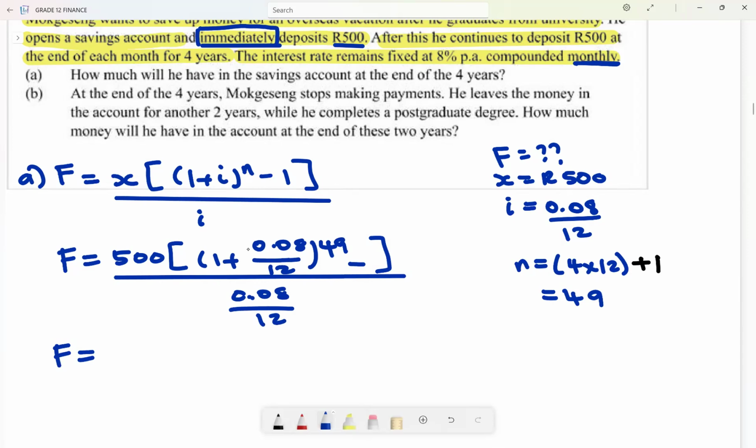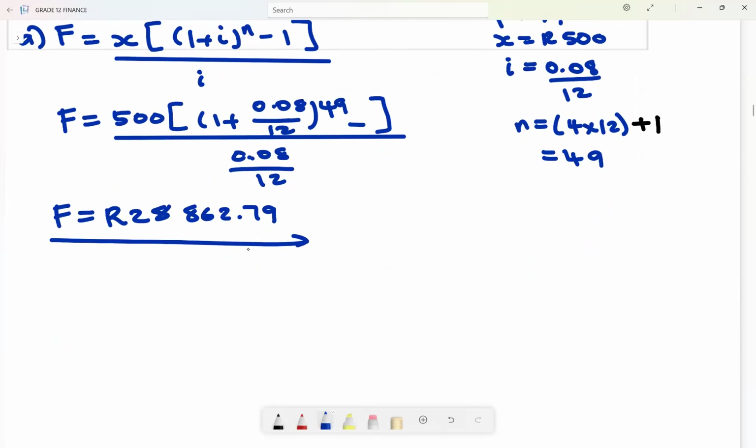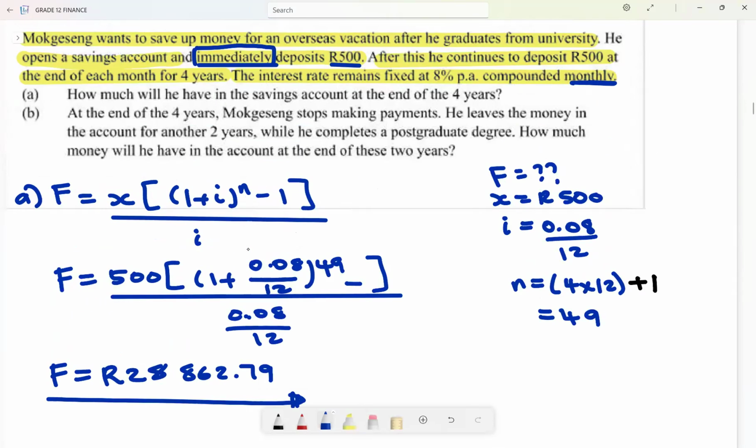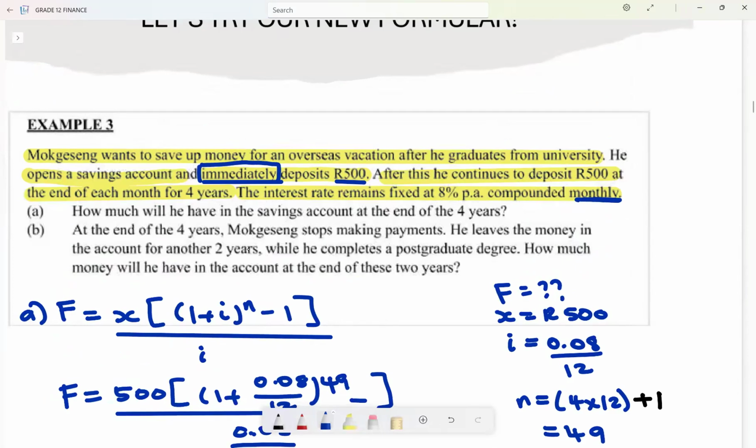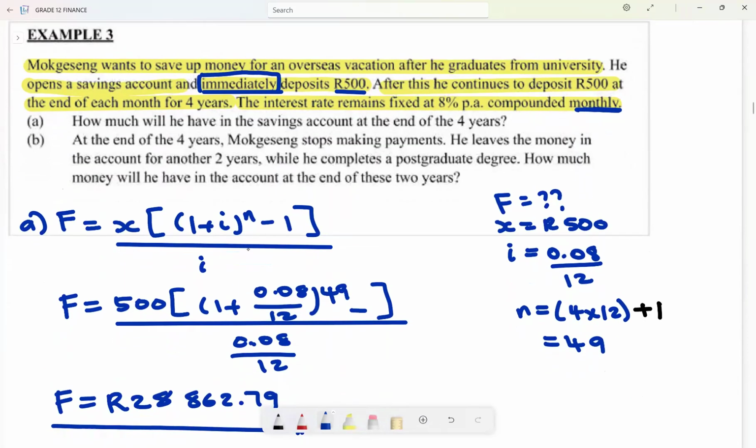Please take the formula exactly as it is from the formula sheet, guys. If you're not so sure about the formula, please do that. I get something like 228,862.79. So this is the amount that Mkheseng will have at the end of 4 years, after he graduates from university.